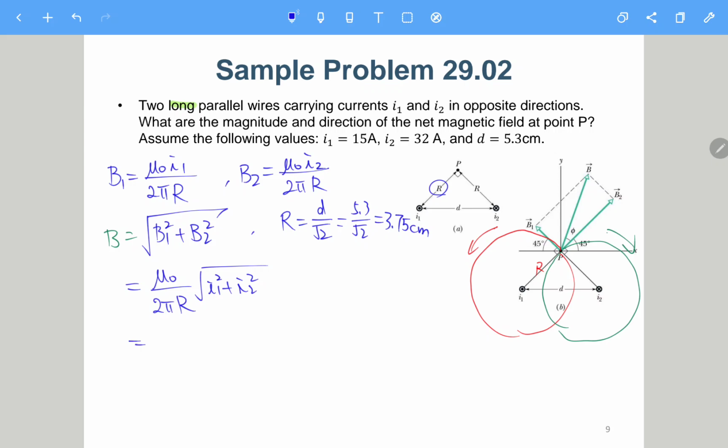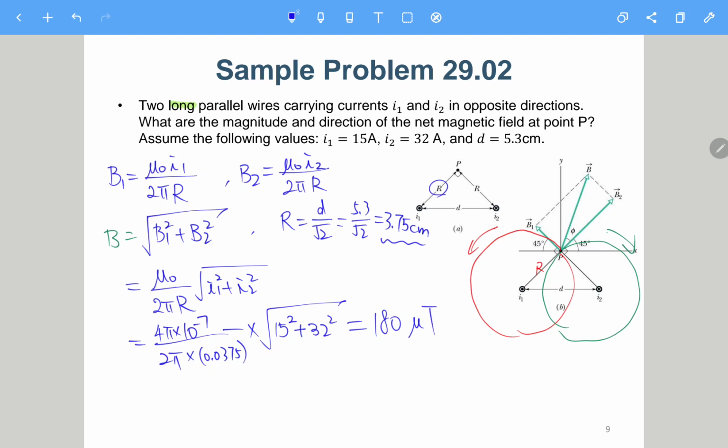So mu 0 is 4 pi times 10 to the negative 7, over 2 pi times R. R is 0.0375. And then times the square root of 15 squared plus 32 squared. Like this. So this is actually 118 microtesla.